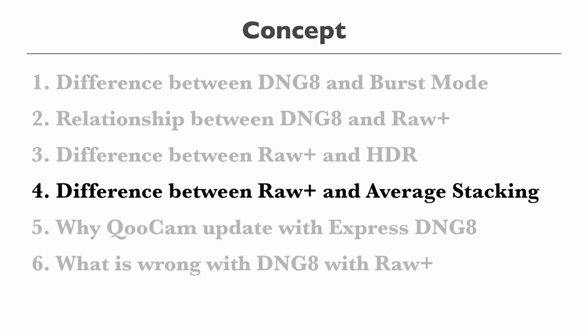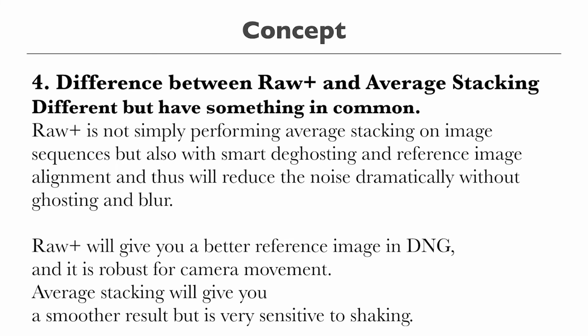The next question: the difference between Raw Plus and average stacking. This is also a very good question. Raw Plus and average stacking are different, but they have something in common. Raw Plus is not simply performing average stacking on image sequences, but also uses smart ghosting and reference image alignment, and thus we reduce the noise dramatically without ghosting and blur. And Raw Plus will give you a better reference image in DNG, and it is robust for camera movement.